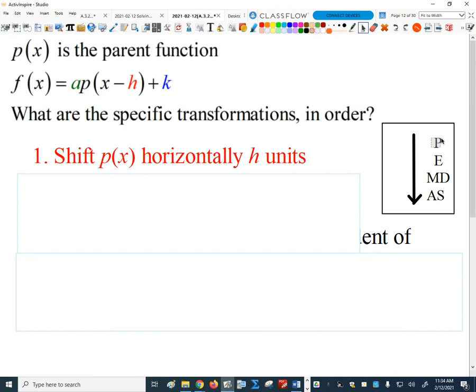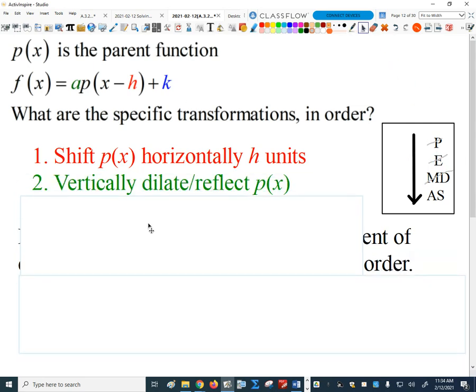So we already took care of parentheses. There are no exponents, but there is some multiplication. I'm multiplying the thing by a, right? So when we get to multiplication, that would be the next thing we do: vertically dilate the function. And if it's negative, we'd end up reflecting it also.